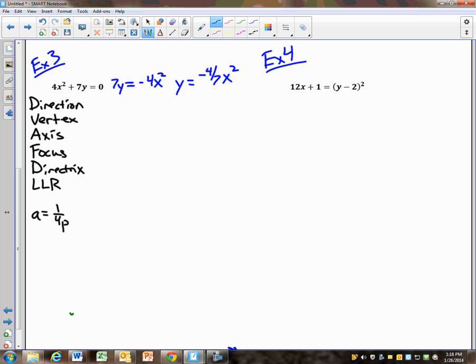You've already stated that the direction is down. Any questions how we got that? Negative makes it down as opposed to up, or left as opposed to right. We know this is vertical because it's a y equals, so it's up or down. The negative makes it go down. Vertex. Is there any shift? No. So it's 0, 0.